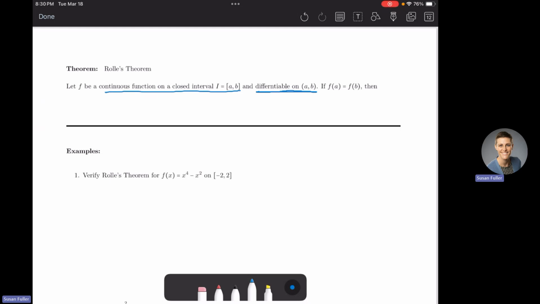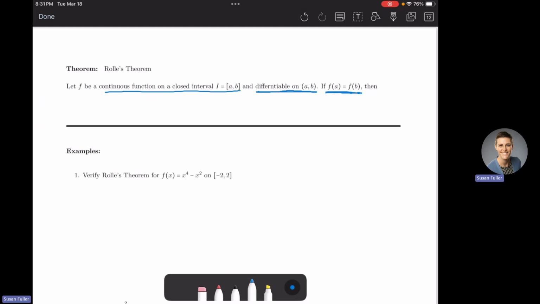This is the same opening statement as the mean value theorem. We need a continuous function on the closed interval and a differentiable function on the open interval. Now here's where we depart a little bit. If f of a is equal to f of b, we now have an extra statement that we have to check, an extra hoop that we have to jump through.